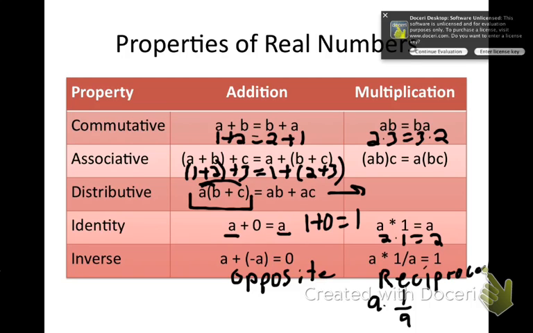So, for example, let's say I have the number 2/3. The reciprocal of that would be 3/2. You're flipping the numerator and denominator. And then when you multiply those, that's when you get your product of 1. All of these are the properties we're going to be focusing in on today.